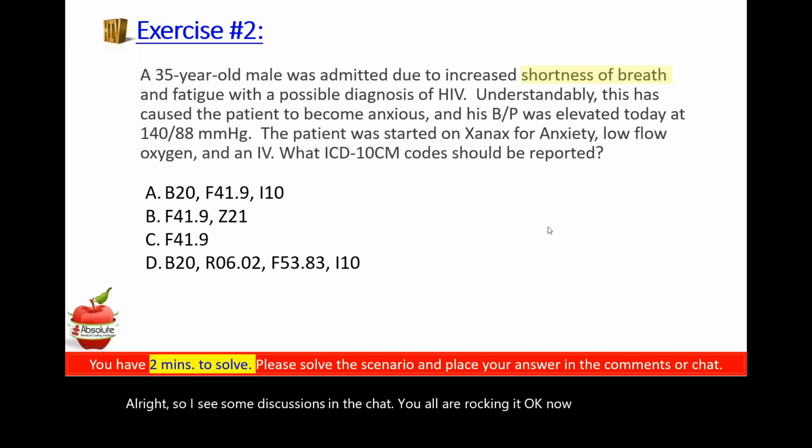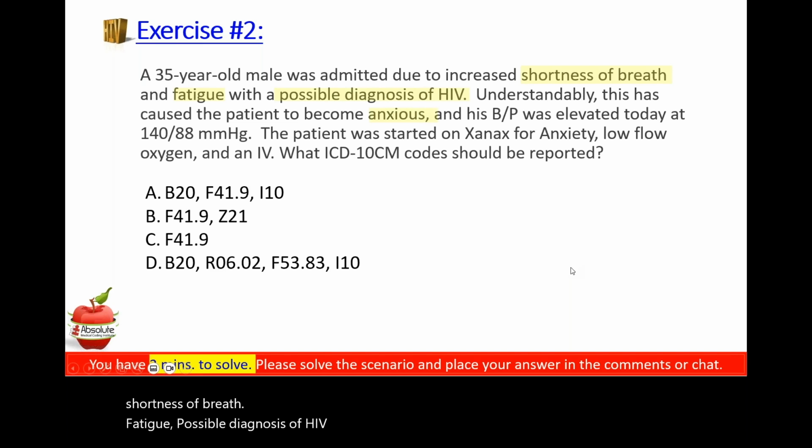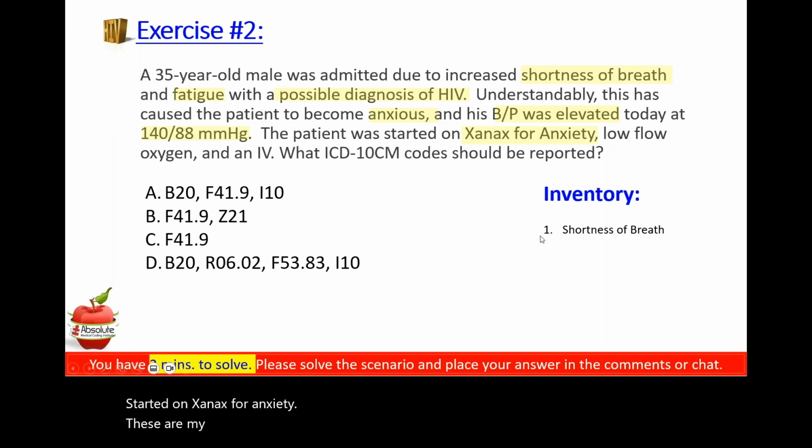Okay, now our keywords: shortness of breath, fatigue, possible diagnosis of HIV, anxious, blood pressure elevated, started on Xanax for anxiety. These are my inventory: shortness of breath, fatigue, possible HIV, anxious, elevated blood pressure, anxiety.